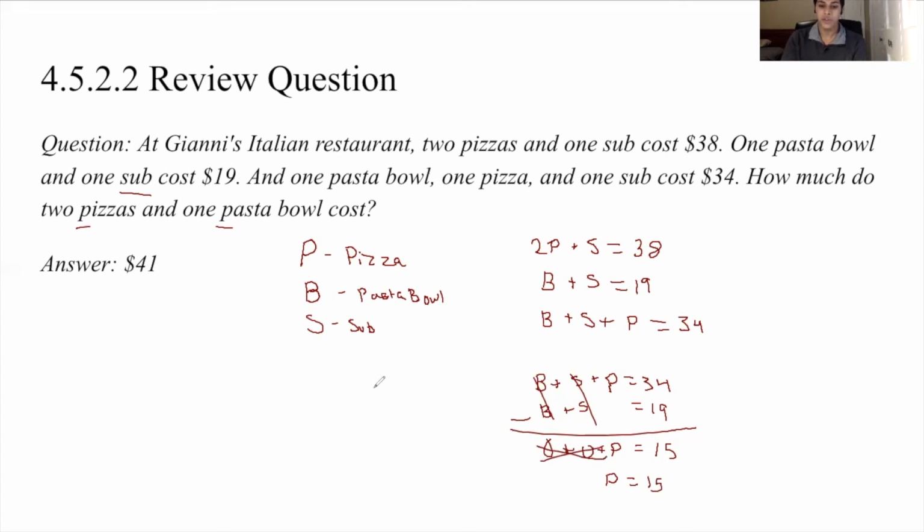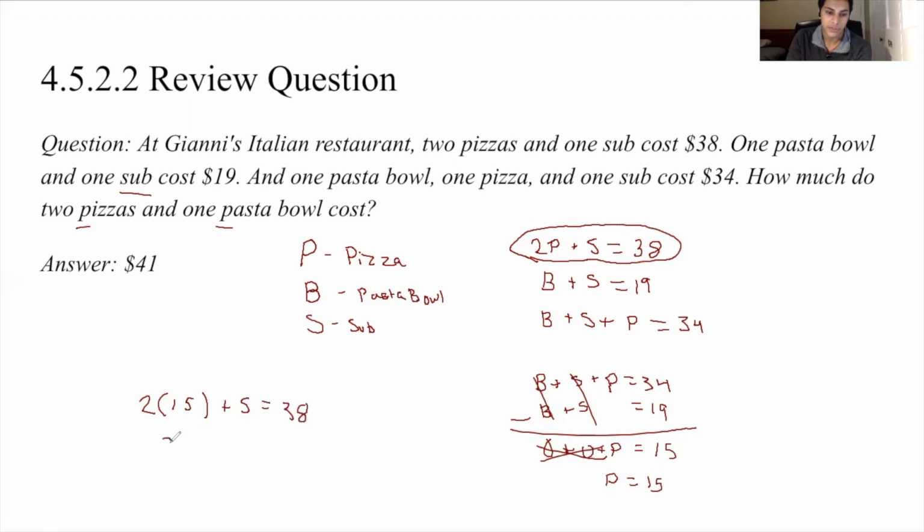All right, so if we know that the cost of a pizza is $15, then we're not done yet just because we don't know what the cost of a pasta bowl is. And we need that in order to figure out the cost of 2 pizzas and 1 pasta bowl. And the only other cost that we can directly figure out by knowing the cost of a pizza is by using the first equation to figure out the cost of a sub. So if 2 times the cost of a pizza, which is $15, and then plus the cost of a sub is 38 total, then we can just solve for s.